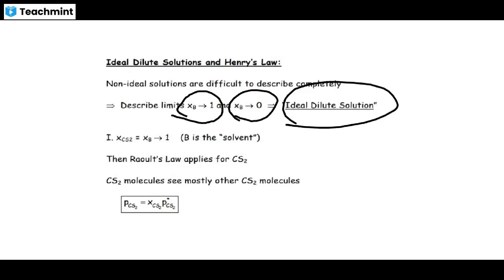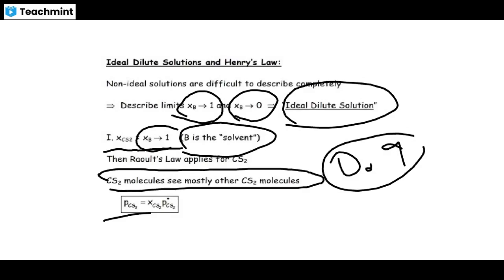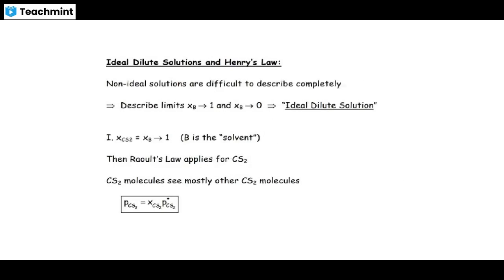When X tends to 1, the mole fraction of CS2 tends to 1, meaning more of that component. If you take 0.9, it means more of it, so B is the solvent. At 1 there is only solvent, there is no solute at all. So it obeys pure Raoult's law: P_CS2 equals X_CS2 times P star CS2. It obeys Raoult's law.